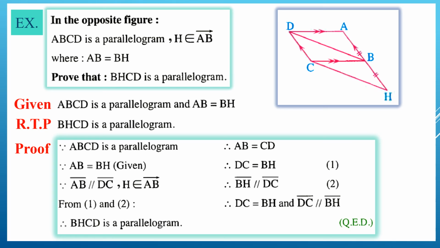since ABCD is a parallelogram, then AB equals CD. Since AB equals BH, this is the given, then DC equals BH. Since AB is parallel to CD and H belongs to AB, then BH is parallel to DC, and this is number 2. From 1 and 2, then DC equals BH and DC is parallel to BH. Then BHCD is a parallelogram, and this is our required.